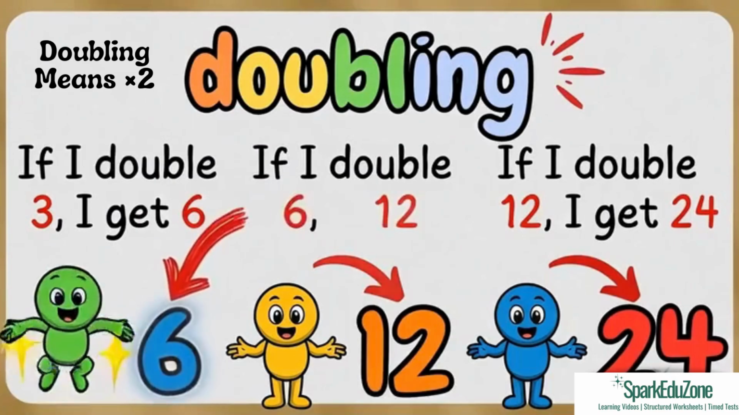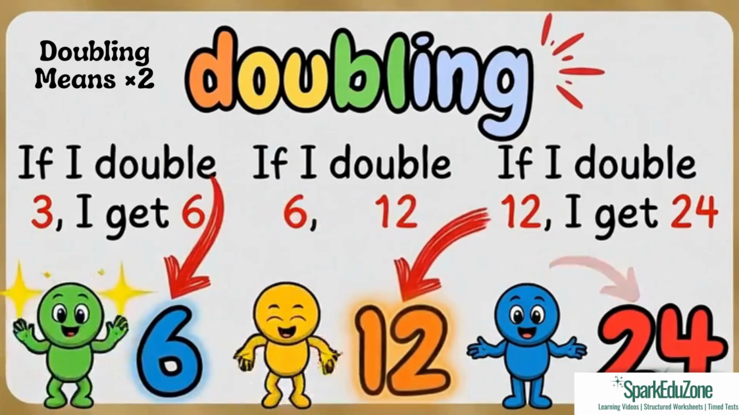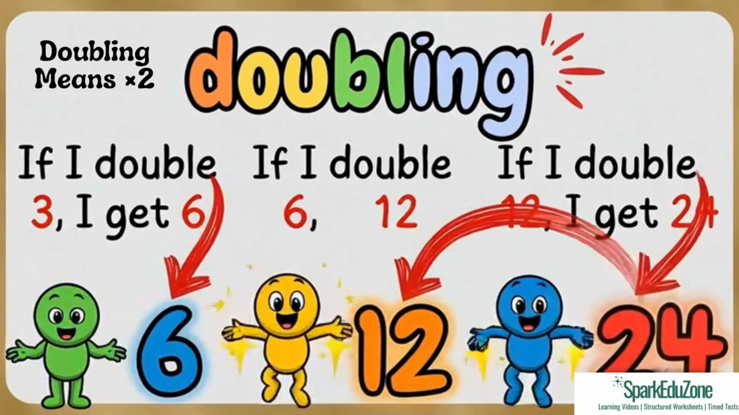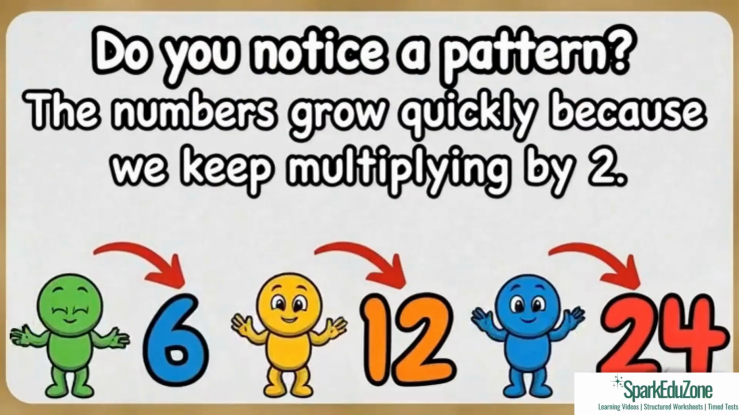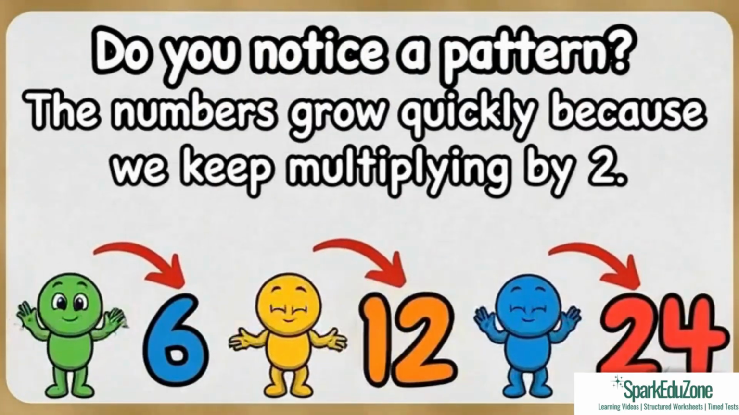If I double 3, I get 6. If I double 6, I get 12. If I double 12, I get 24. Do you notice a pattern? The numbers grow quickly because we keep multiplying by 2.